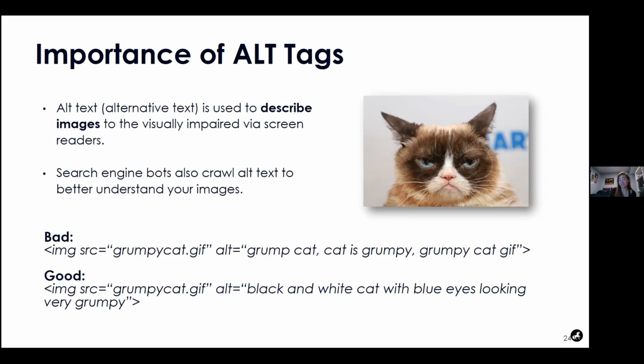But for someone who's never seen the grumpy cat before, rather than keyword stuffing and saying grumpy cat is grumpy cat gif, what you should say is black and white cat with blue eyes looking very grumpy. So it's really breaking down what it is. And this is how Google Images works too. When you Google blue sky, the reason pictures of a blue sky come up is because the images' alt tags say blue sky, or sky is blue at night, or blue sky over the ocean, all these different things that really describe the image.